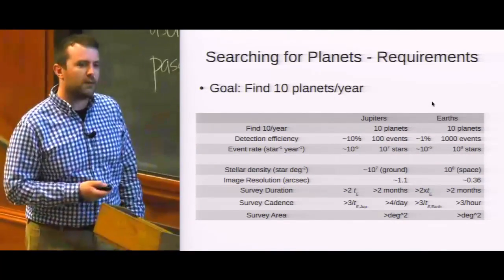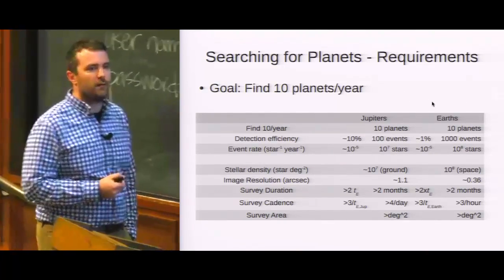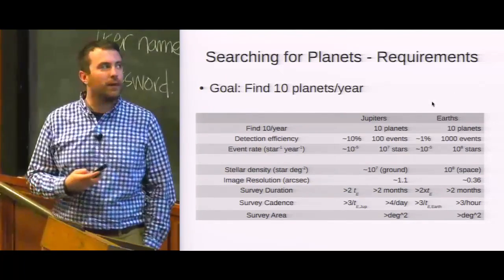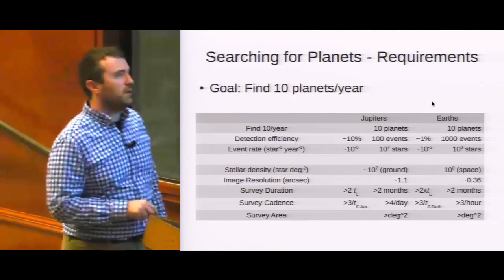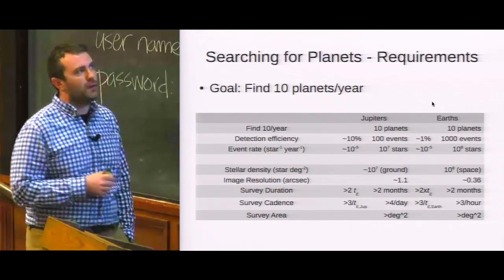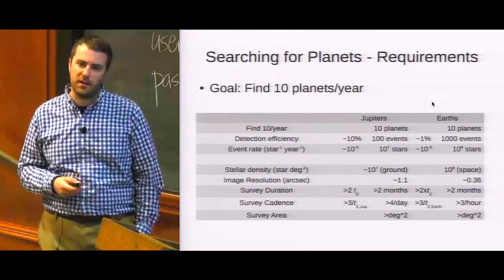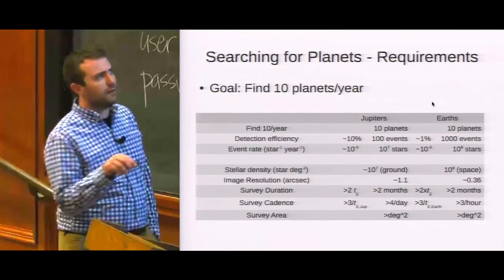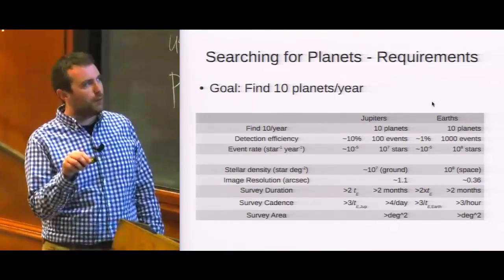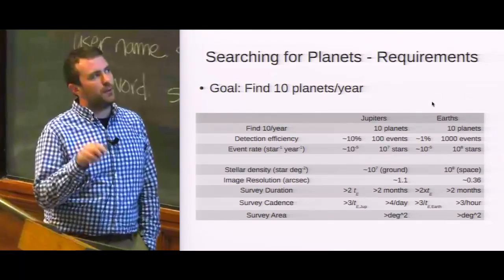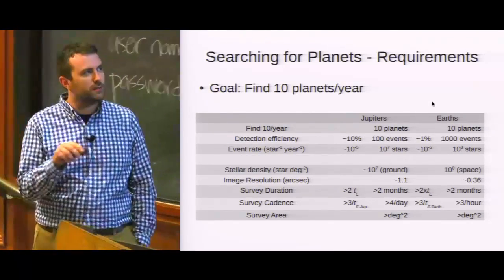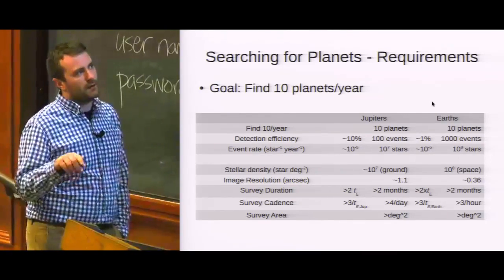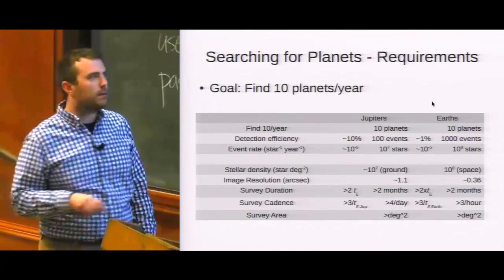So if we want to design a microlensing survey to find planets, then we need to run through what we need. If we wanted to find, say, 10 planets a year, we'd need to know the detection efficiency. I'm going to run through some things later to estimate that roughly, but the numbers here are for Jupiter-mass planets, it's about a 10% efficiency. For Earths, it's lower, roughly 1%. So now to find 10 planets, you need 100 to 1,000 events.